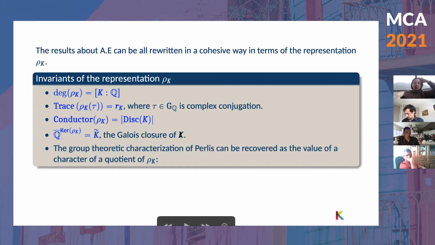The Galois closure of the number field is the invariant field by the kernel of the representation. So all these first statements that I put in the list of things that we're proving, each one separately, all of them can be written in terms of the representation. And the hardest one, or the one that has the most consequences, which is the group theoretical characterization, can also be written in terms of this Galois representation, and actually gives you a little better understanding of what's going on.